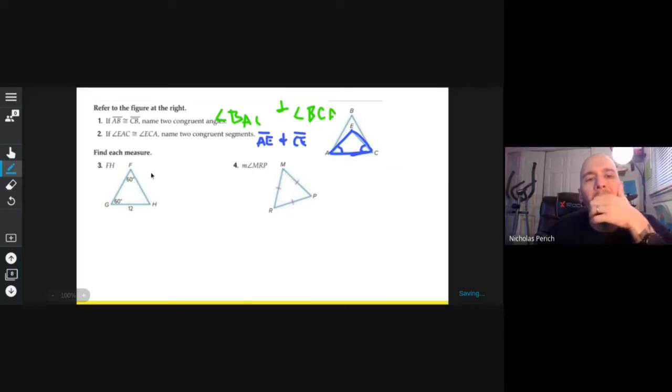All right, find the measure of FH in 3 here. Type it out. FH is a side. Remember, it's not an angle unless it gives you 3 letters or just 1. Let me see. If this is 60 and that is 60, that would imply that this is also 60, which means all of these sides are 12.